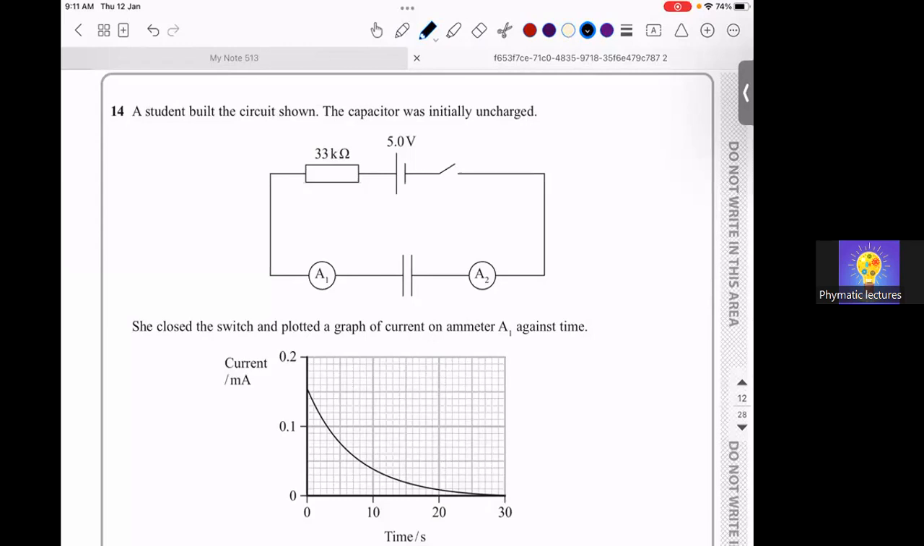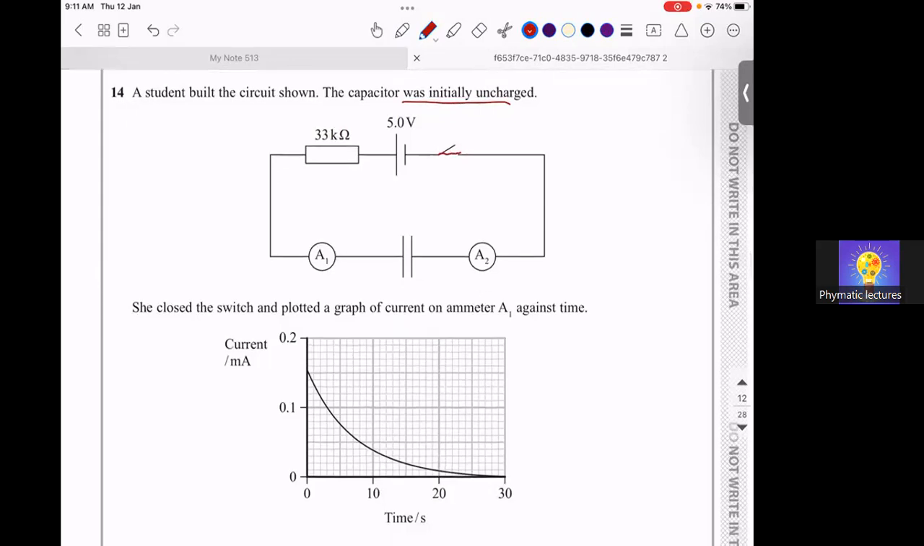The capacitor was initially uncharged. That is also a key word. That means there is no charge on the capacitor, so the complete current or charge flow is coming from the 5-volt battery. She closed the switch and plotted the graph of the current reading on ammeter A1 against time. So that is the plot she made.